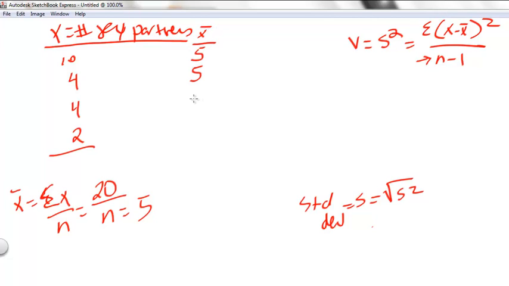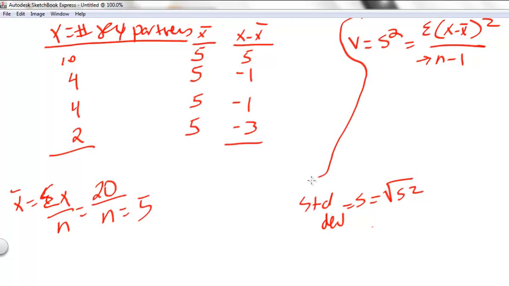Now there's just one x bar for x, right? The variable x has one mean, so I'm just going to put it on each row here so we can subtract them off and keep track. X minus x bar is going to be 10 minus 5 is 5, 4 minus 5 is minus 1, 4 minus 5 is minus 1, and 2 minus 5 is minus 3. Okay? Let me draw a little line here to keep this stuff separate.